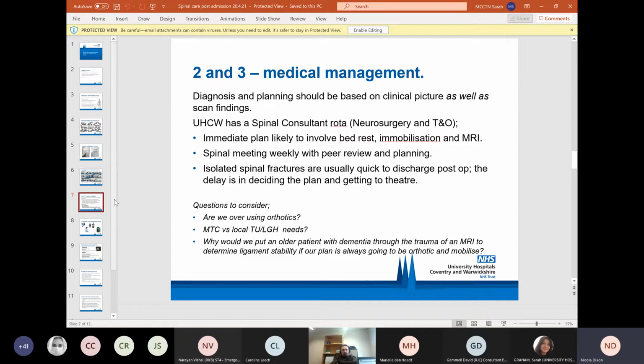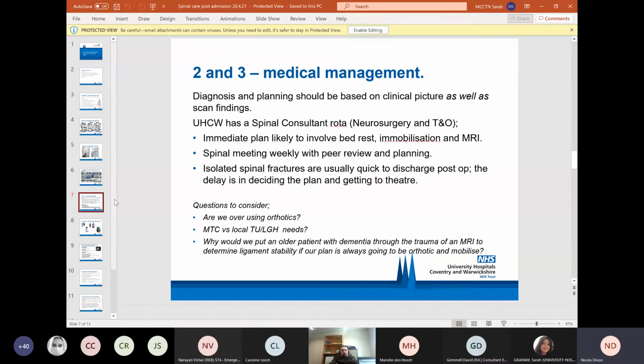So UHCW has a spinal consultant rota which has neurosurgeons and TNO consultants on it. As I said, the immediate planning is likely to be bed rest, immobilization, and MRI. They have a weekly spinal meeting, and some of you may have experience of referring patients to that. That's where they meet as a peer group and plan. It is a complex spinal meeting, but we are finding it tends to now be used to reassure in a lot of the routine management planning, and that's something I think we at this end need to address.